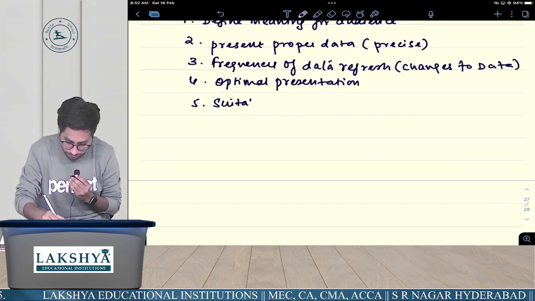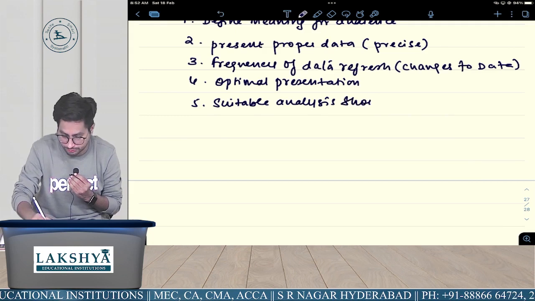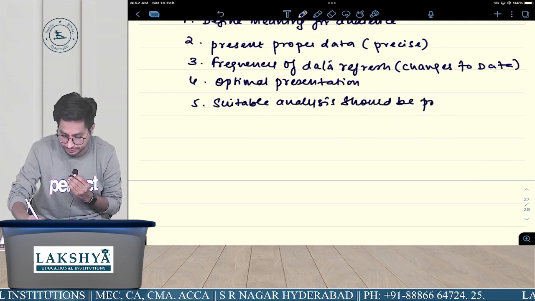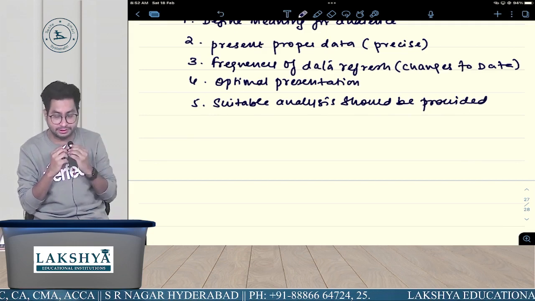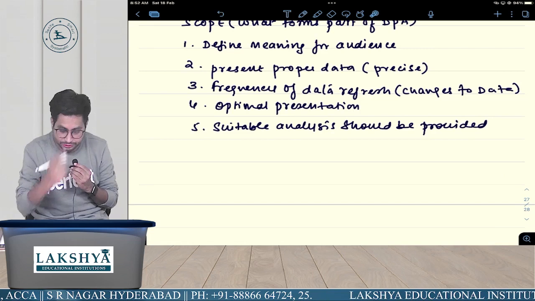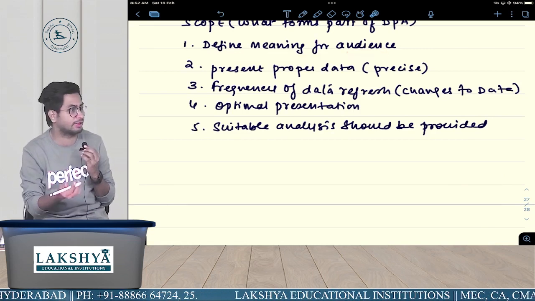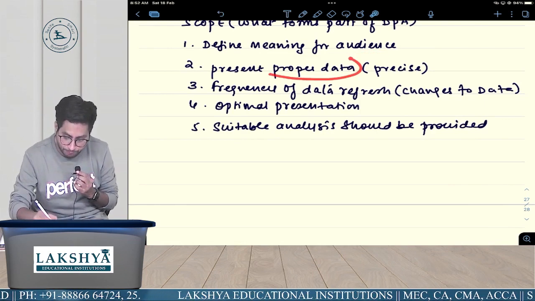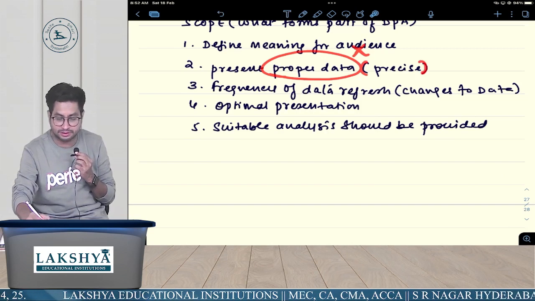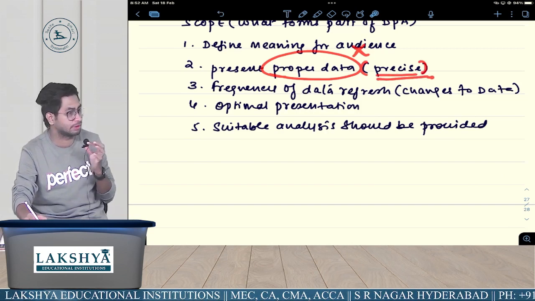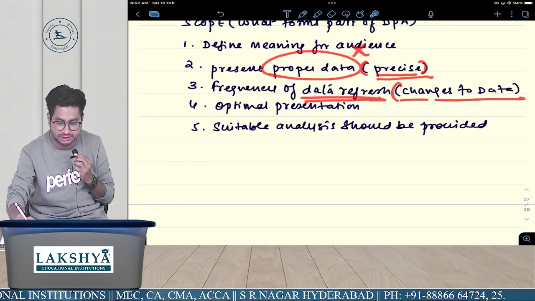Next, point number 5. Suitable analysis should be provided. Like let us say what is happening here. Here the audience is students, but for proper data, you don't know what the meaning of proper data is. Immediately I have written in brackets: proper data means precise, to the point. Here you don't know the meaning of data refresh, that is why in between I have written changes to data.